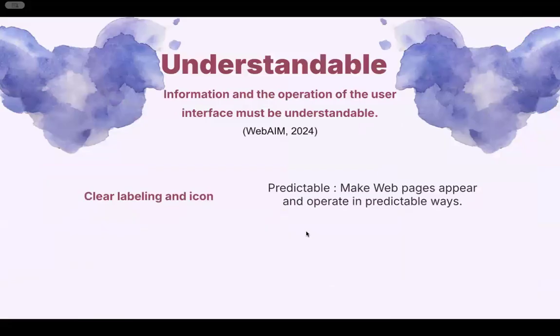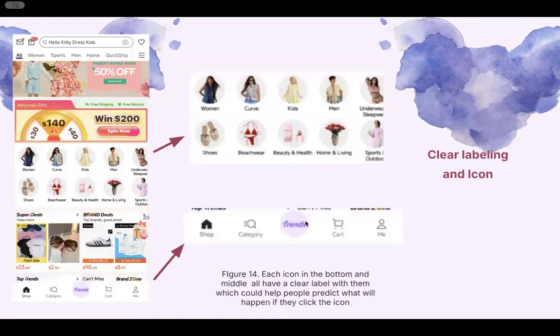The third part is about accessibility. The first one I want to talk about is understandable. That is, information and the operation of the user interface must be understandable. To be more detailed, it must be predictable. That is, make web pages appear and operate in predictable ways. And I want to talk about clear labeling and icons. We can see here the shop category card. We have the label and the icon very clear. So if we click shop, it goes to the shop page, as we know it will. And also in the middle there are women, kids, and men. If we want to buy women's items, we can just click women here.